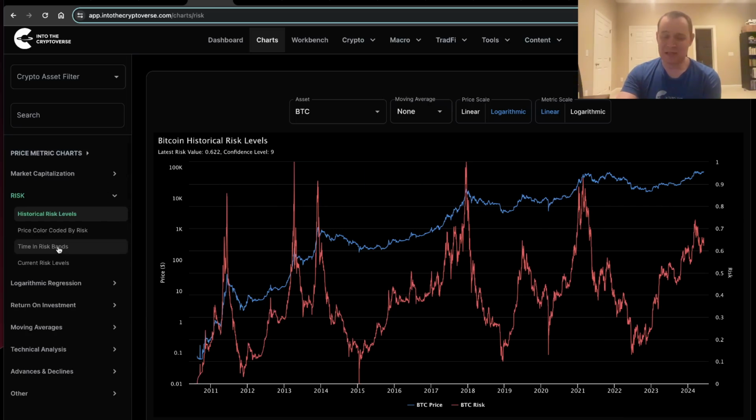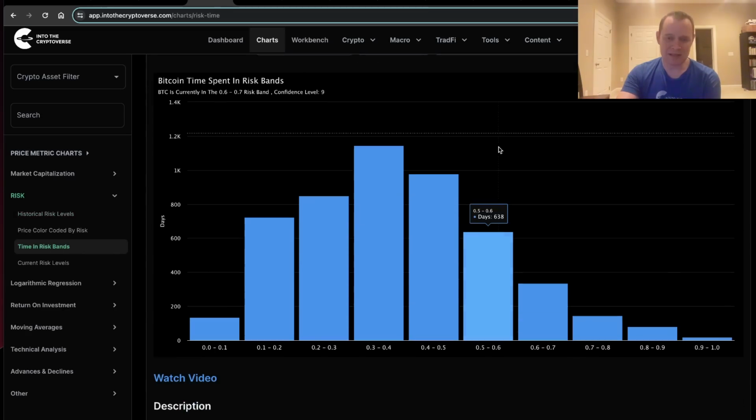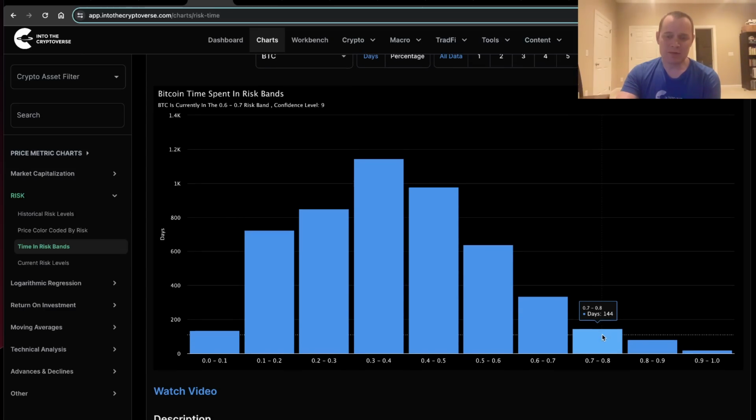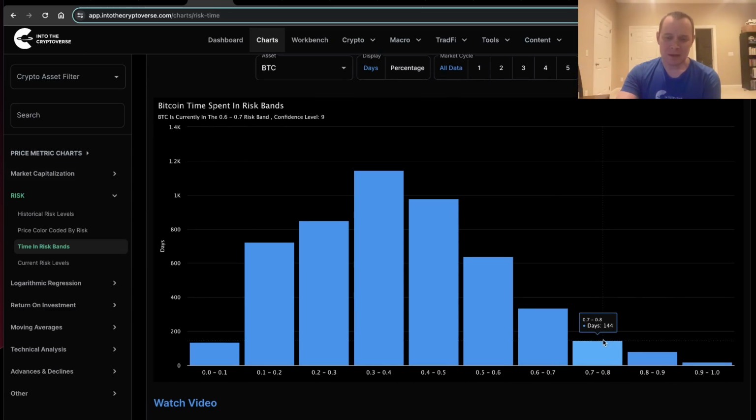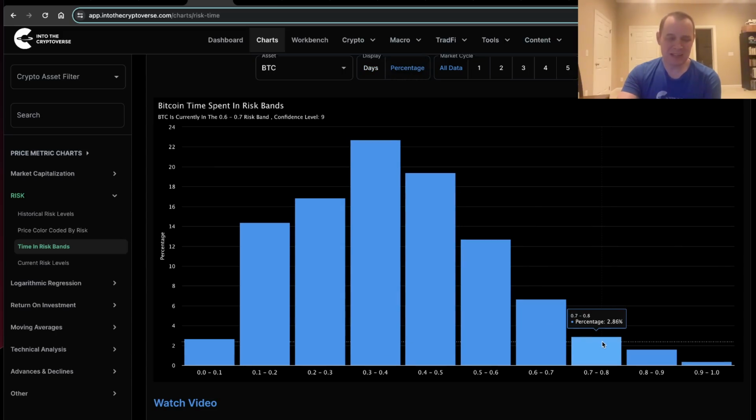One way to visualize this as well is to consider that in the higher wristbands, we actually don't spend that much time there. If you look at time in wristbands, going all the way back, you can see that between the 0.7 to 0.8 wristband, out of all the days, we've only been in that wristband about 144 days, or 2.86% of the time. In the 0.8 to 0.9 wristband, we've only been there about 1.59% of the time. And in the 0.9 to 1 wristband, we've only been there 0.36% of the time.